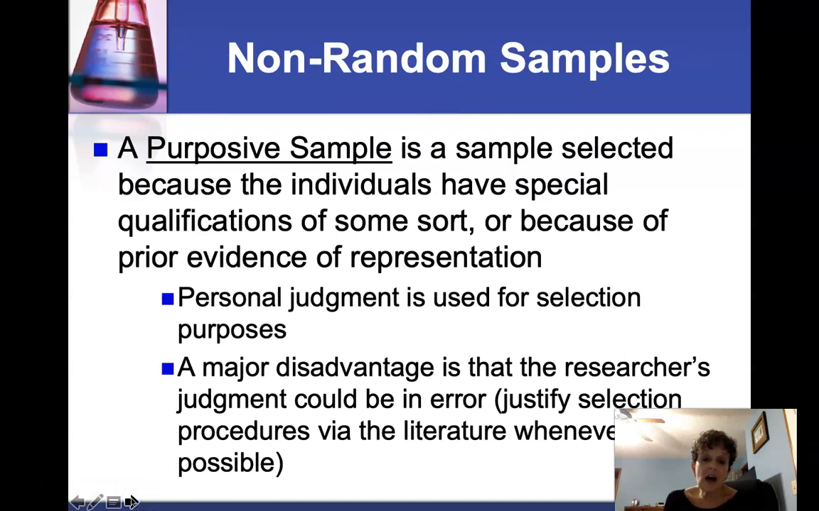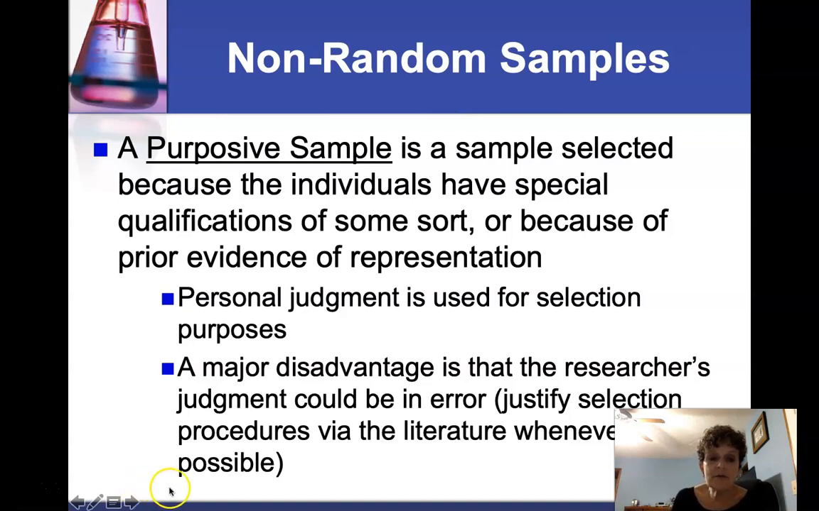Then we have what they call non-random samples, and these are ones where, like the title implies, the selection is not really random. It's a purposive sample. It's a sample that you select because these people have special qualifications of some sort. You may choose people who are recent graduates of a PhD program. That's not a random sample because you are technically looking for only people who just recently completed a PhD. But you select them for that or because you have some prior evidence of representation.